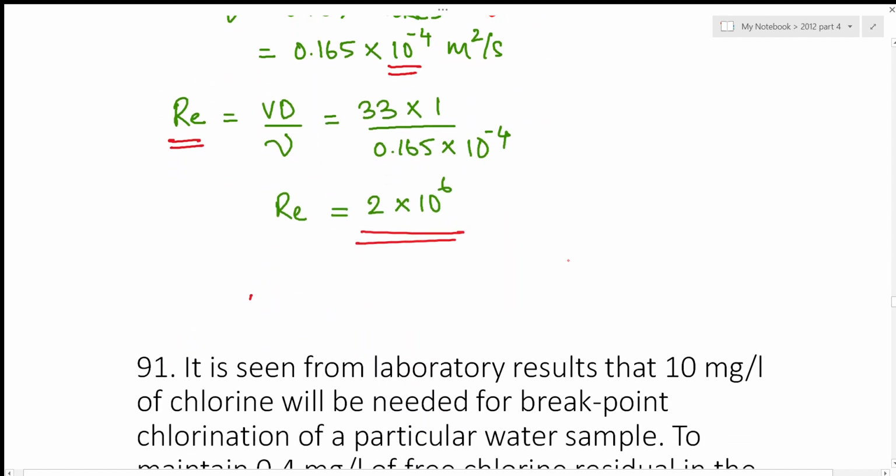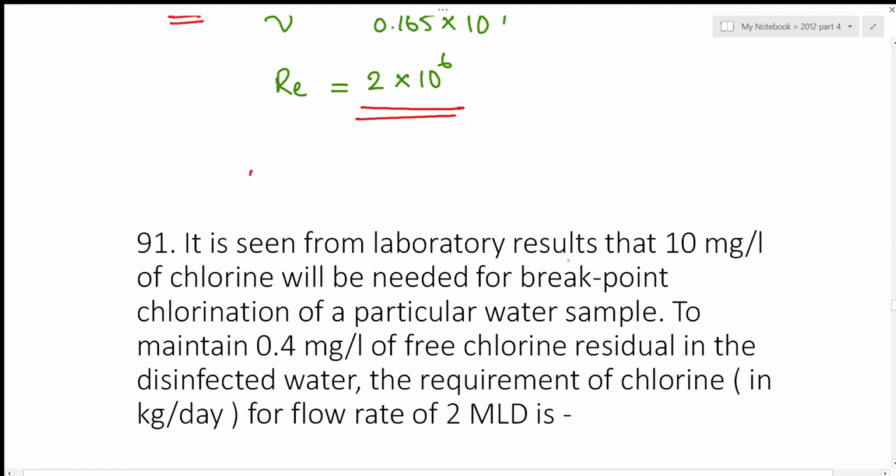Next question is, it is seen from laboratory results that 10 milligram per liter of chlorine will be needed for breakpoint chlorination of a particular water sample. To maintain 0.4 milligram per liter of free chlorine residual in the disinfected water, the requirement of chlorine in kilogram per day for a flow rate of 2 million liters per day is.